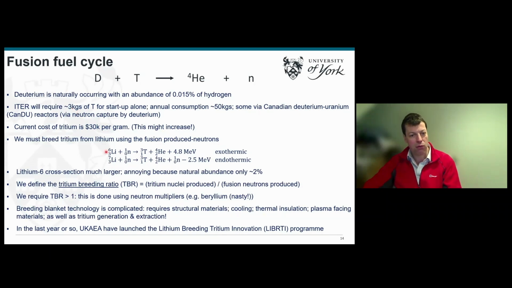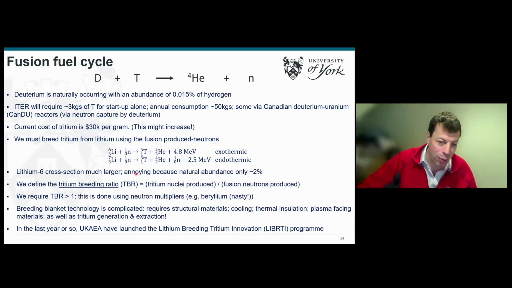Probably affordable for a really big project, but it's certainly not cheap. And I've realized I hadn't written down the reactions where we take the neutron from this reaction and bombard it into lithium and make tritium. One of the reactions is exothermic, one is endothermic. Annoyingly, the exothermic reaction is with lithium-6, which is less abundant than lithium-7.